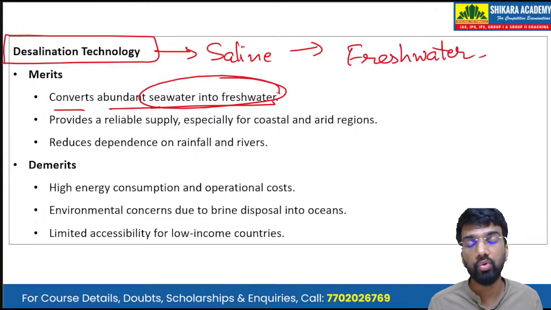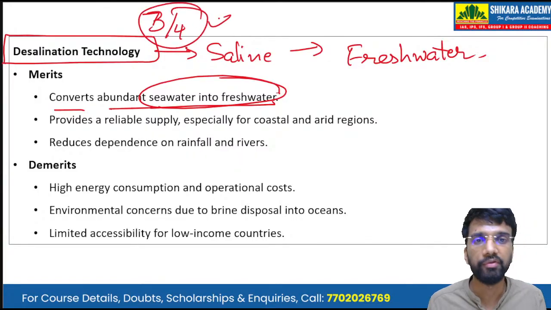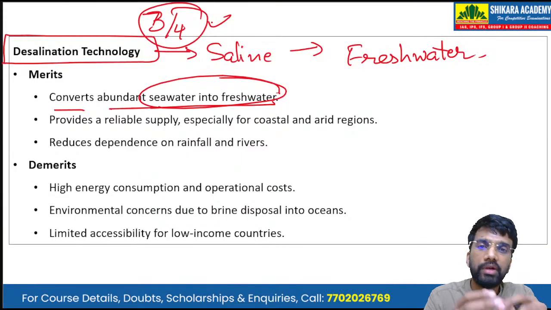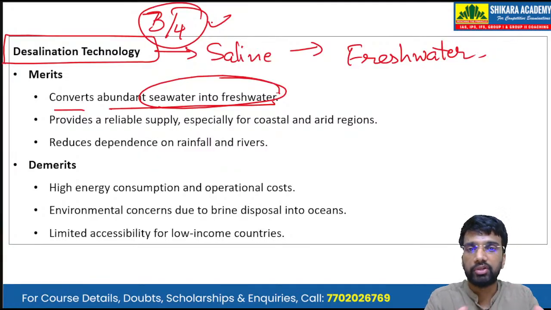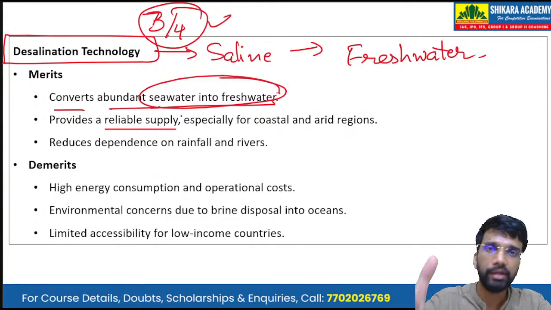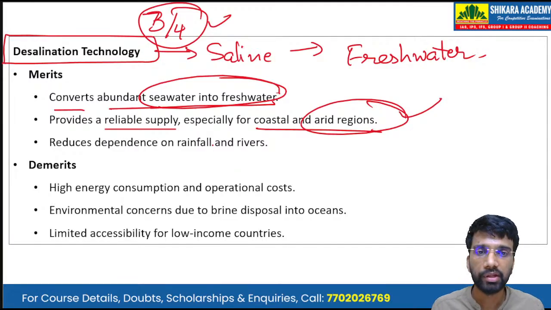Around 3/4 of the earth is covered with oceans, but the water in the oceans we cannot use, because it is not fresh water, it is saline seawater. Now, desalination technology involves converting this seawater into fresh water. It provides a reliable supply because there is abundant supply, especially for coastal and arid regions. It reduces the dependence on rainfall and rivers.